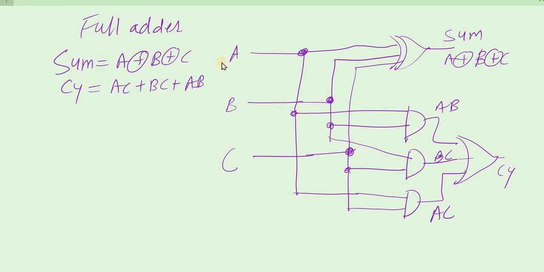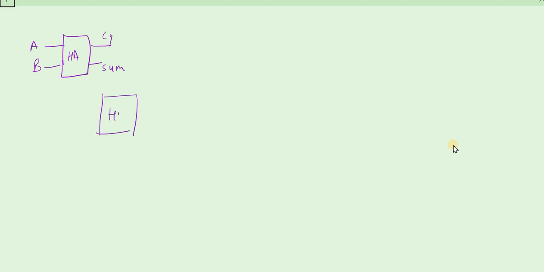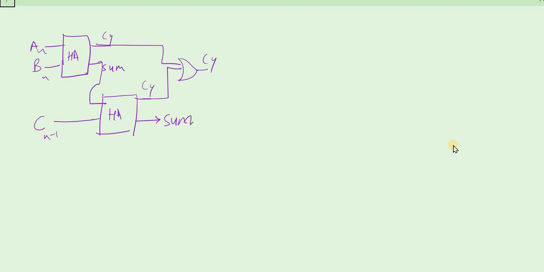One more thing we can understand, we know one half adder. By combining two half adders together, suppose this is one half adder, this half adder will add A and B and generate a carry and sum. Then these two bits can be added together with another half adder, that is, this sum and C, this is AN, BN and CN minus 1. It will add the two, generate a sum and generate a carry. The carry will be generated either from this half adder or from this adder. So this will generate the ultimate carry and this will generate the ultimate sum. This is another way of designing full adder.